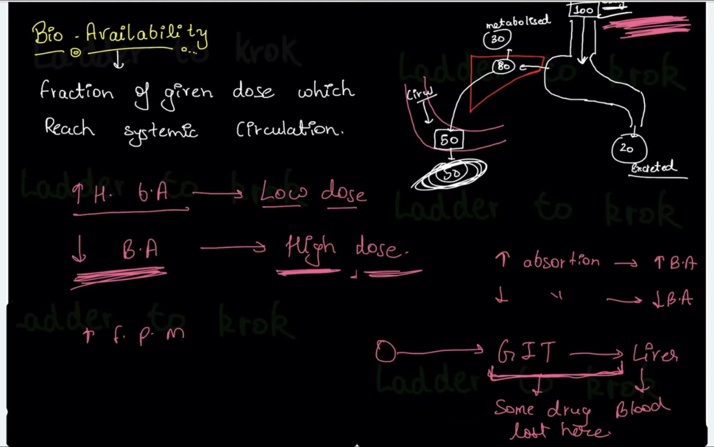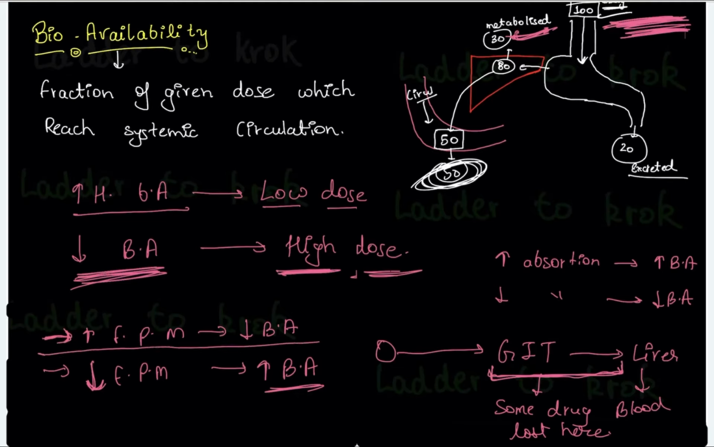I will give you an example. If a drug has high first pass metabolism, that means a lot will be metabolized in the liver, and it has less bioavailability. And if a drug has low first pass metabolism, that means it has high bioavailability. There are some drugs which have very high first pass metabolism.